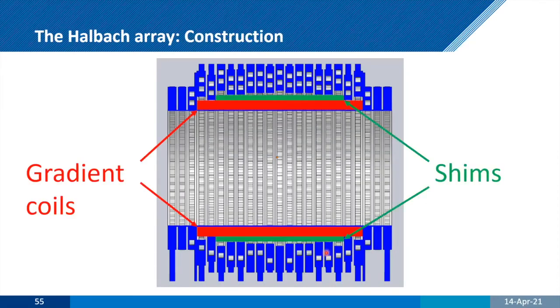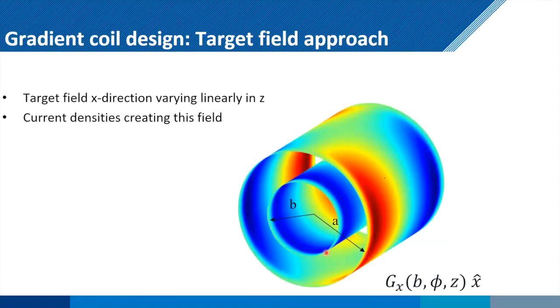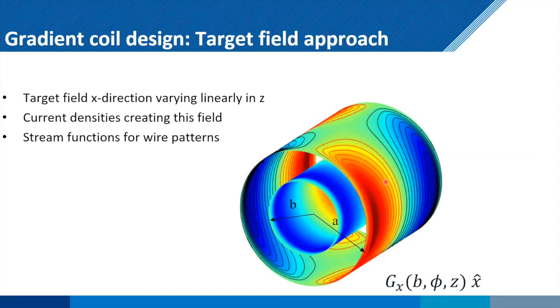So we add in the gradient coils, and the gradient coils, as I said, we use the target field approach just because it's easy for this kind of very analytical shape. Of course, you can use boundary element methods, and as we start to go to more complex geometries, that's exactly what we're going to do. And so you know the target field approach here. You essentially define the gradient that you want here. You work out what the surface current is, and use stream functions to discretize those for the wire patterns.